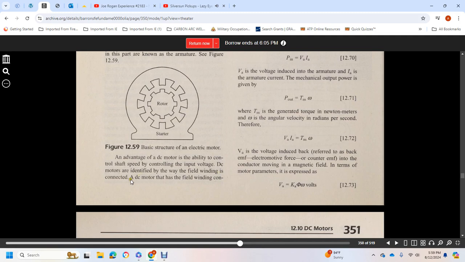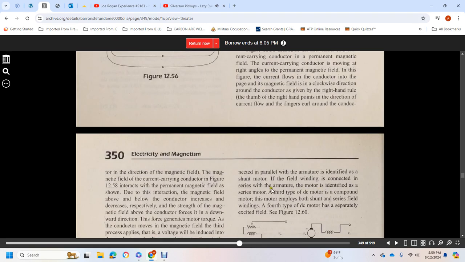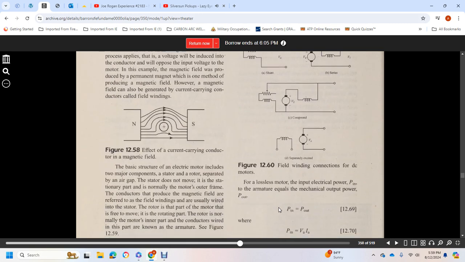DC motors are identified by the way the field winding is connected. When the field winding is connected in parallel with the armature, it is identified as a shunt motor. When the field winding is connected in series with the armature, it is identified as a series motor. The third type of DC motor is the compound motor, which has both shunt and series field windings. The fourth type of DC motor has a separately excited field, figure 12.60.